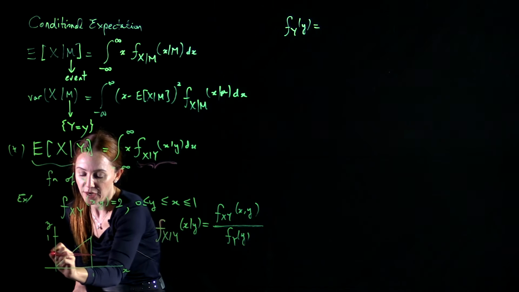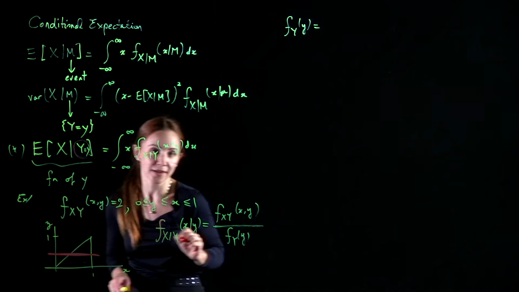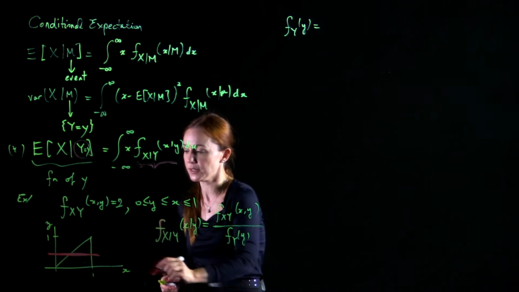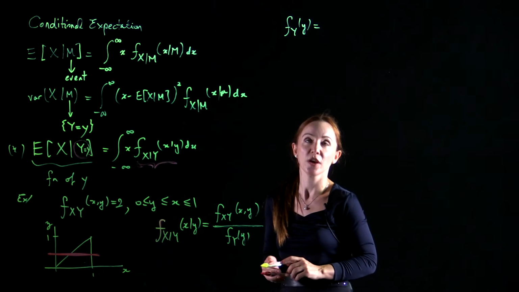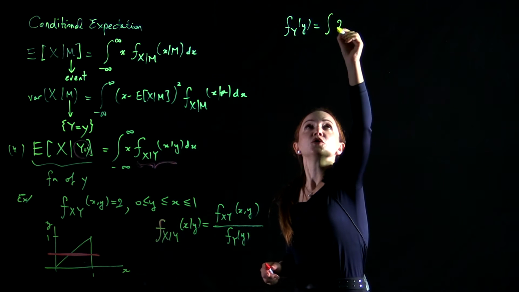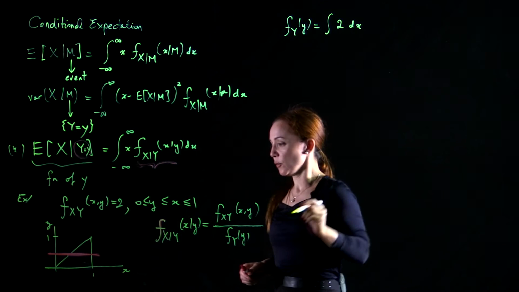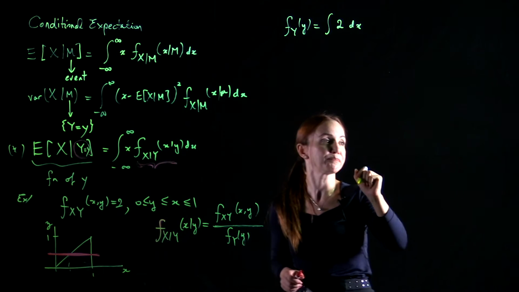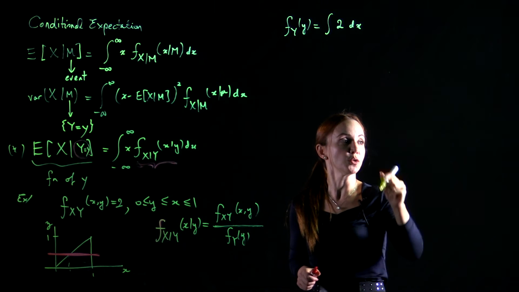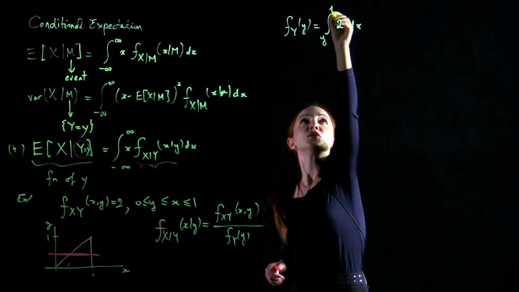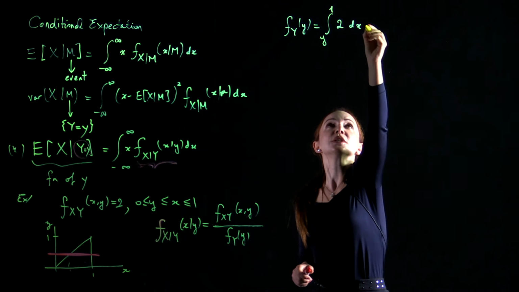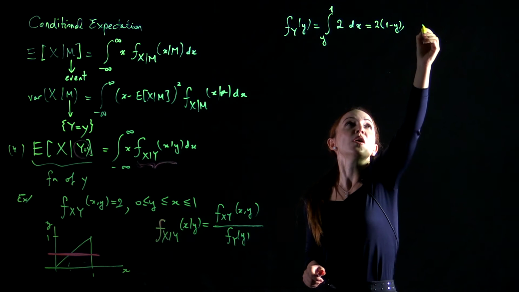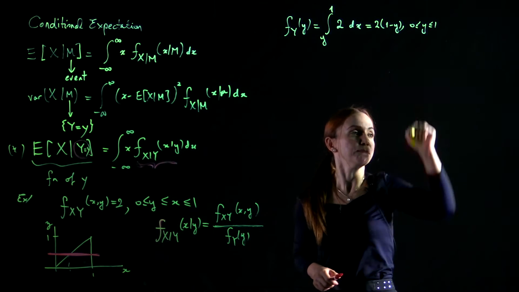We can easily compute the marginal density for a particular value of y by integrating the joint density over the region of x that is valid for that y. So we would be integrating 2 dx, where x goes from y to 1, and that simply gives us 2 times 1 minus y, when y is between 0 and 1.